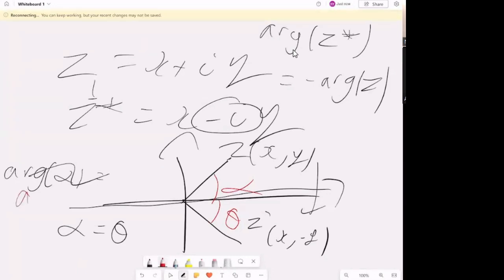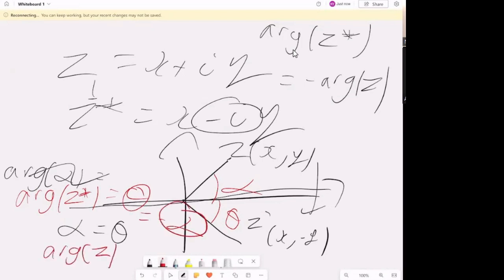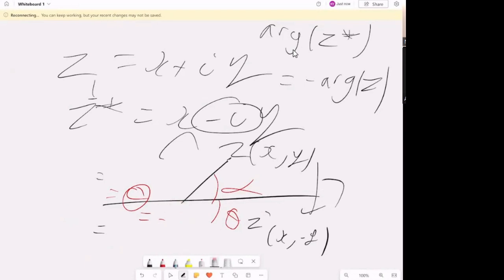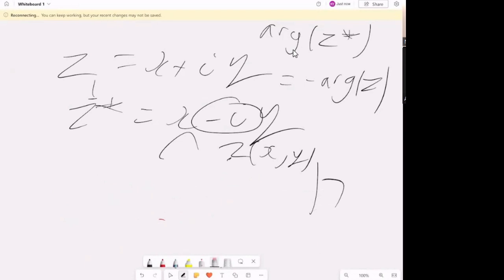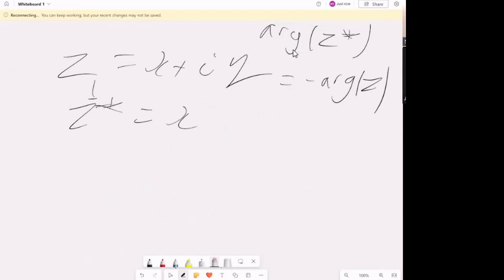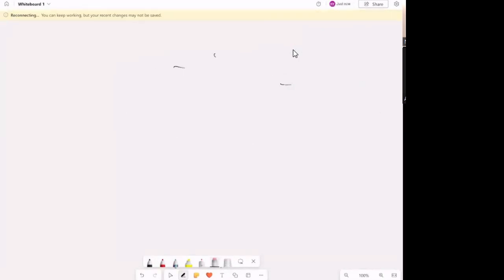So the argument of z conjugate is equal to theta, which is actually equal to negative alpha. And what is alpha? Alpha is equal to the argument of z, so it's the negative argument of z. So this is how we see the relationship between the conjugates. If I go too fast, you can watch again, or just text me if you don't really understand it.